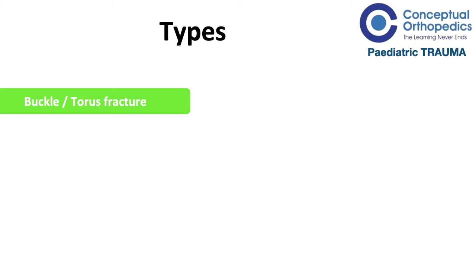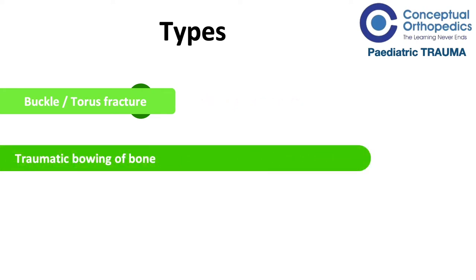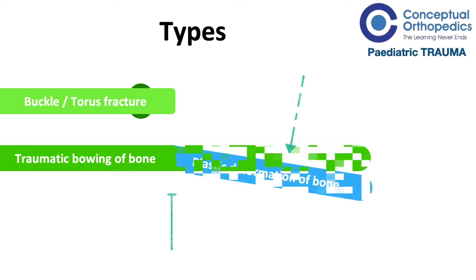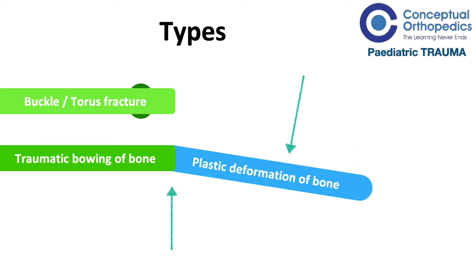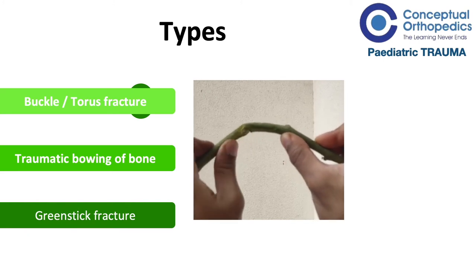First we come to the buckle or torus fracture. Number two is a traumatic bowing of the bone, and there is a plastic deformation. Three is a greenstick fracture.